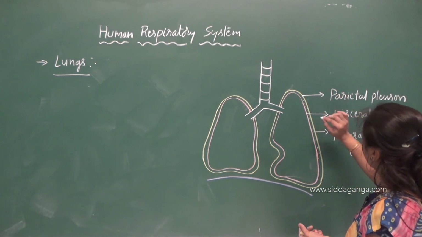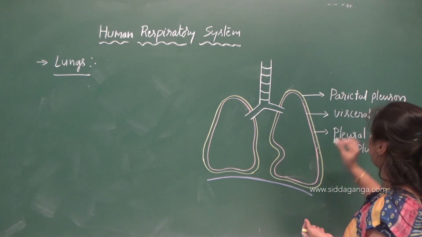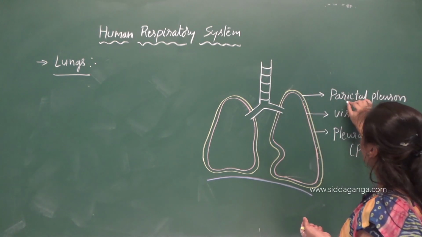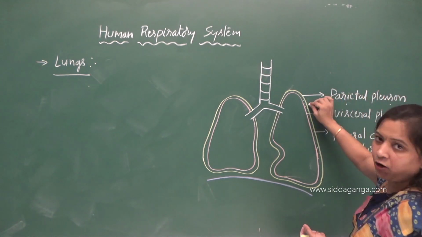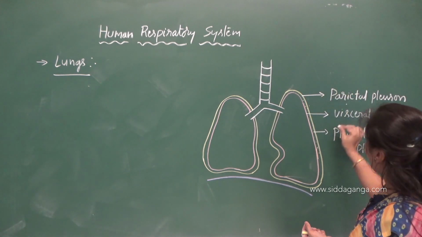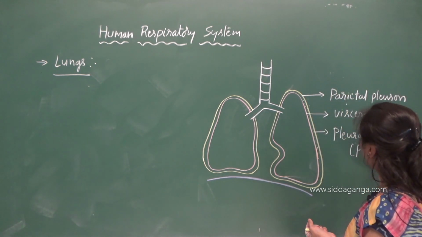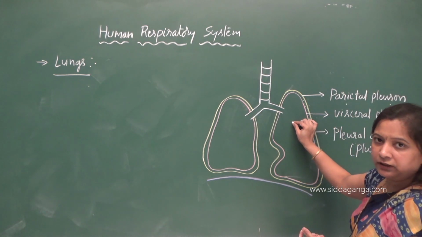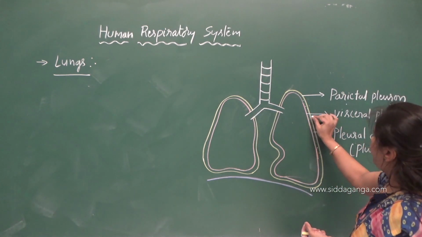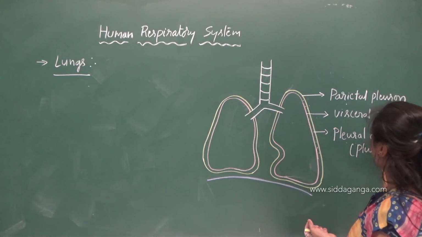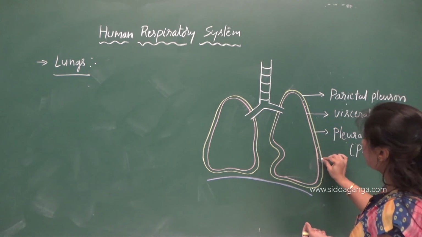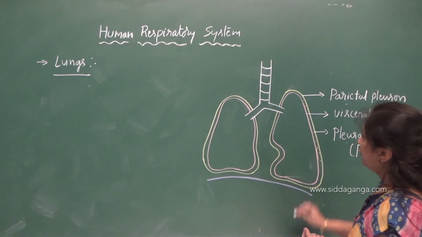So this is about the coverings of the lungs. Each lung is covered by two membranes. The outer is the parietal pleura, which is in contact with the thoracic cavity, and the inner is the visceral pleura, which is in close contact with the lung surface. In between these two there is a space, the pleural cavity, and it is filled with what? Pleural fluid.